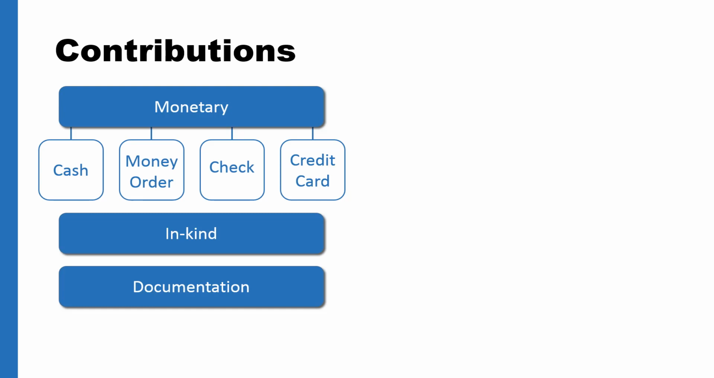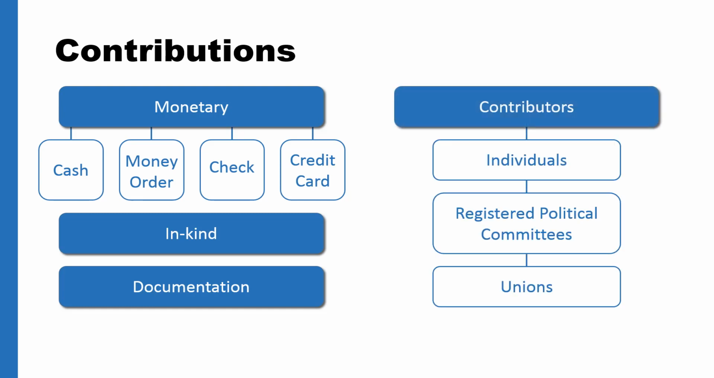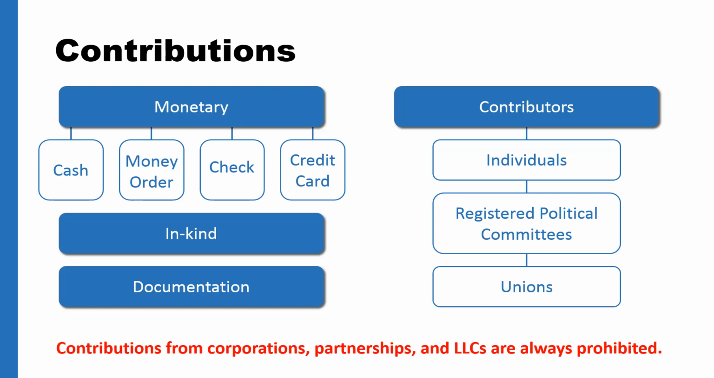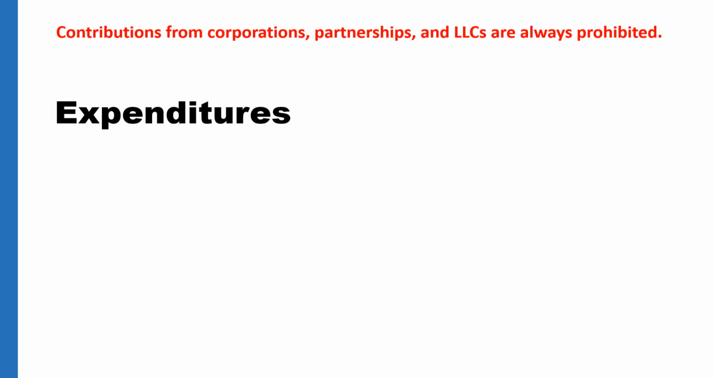There are also different types of contributors. Campaigns can accept contributions from individuals, political committees registered with the CFB, or unions. Contributions from corporations, partnerships, and LLCs are always prohibited. Now we will go over the basics of expenditures. Expenditures are also known as bills, bill payments, or disbursements.